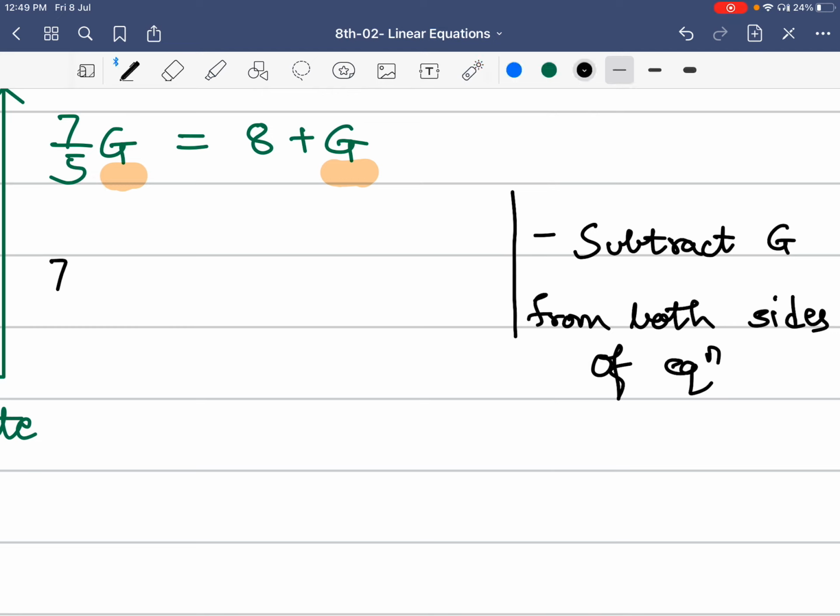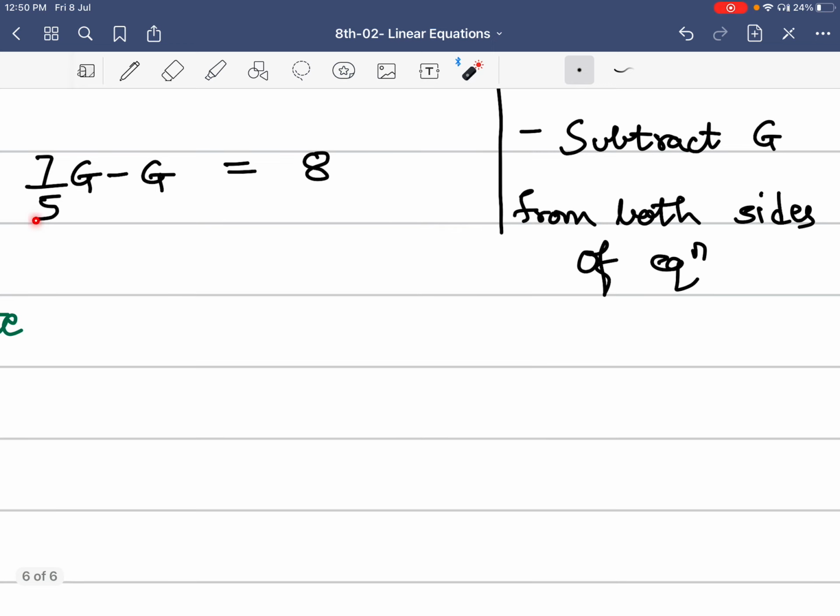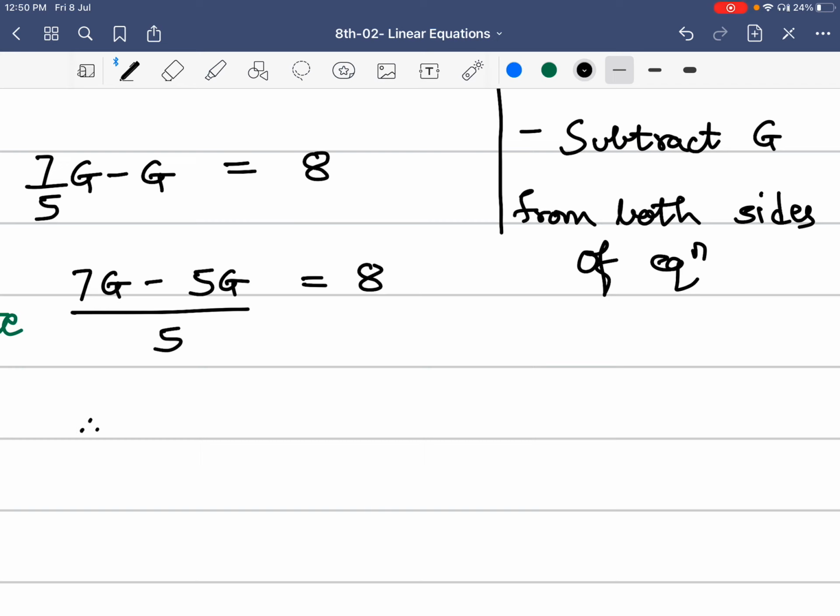So let me write it down. This is 7 by 5 g minus g is equal to 8. The step that we have performed is this: subtract g from both the sides of equation. Now this is again a rational number subtraction. We know how to solve it. This is 7g minus 5g, the whole upon 5 is equal to 8. Therefore we get 2g divided by 5 as equal to 8.